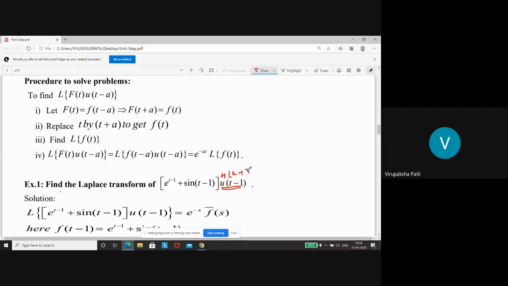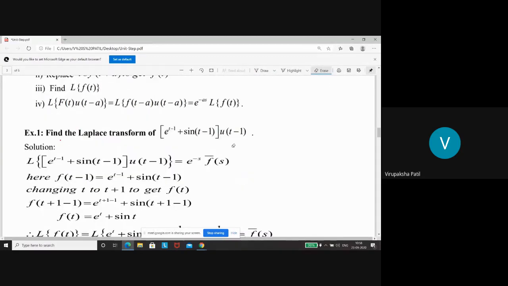Now see here, which property are we going to use? I will tell you. This is one function, multiplied by u of t minus a. Therefore this entire thing becomes your f of t minus a. They are asking you to find the Laplace transform of this, so we will apply Laplace to this, going step by step.